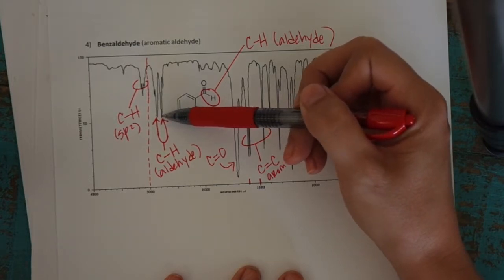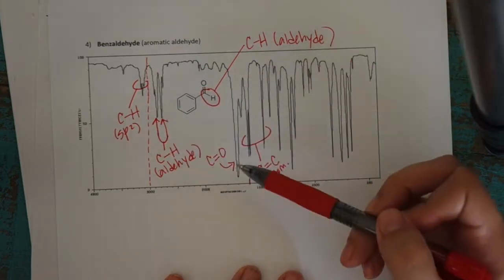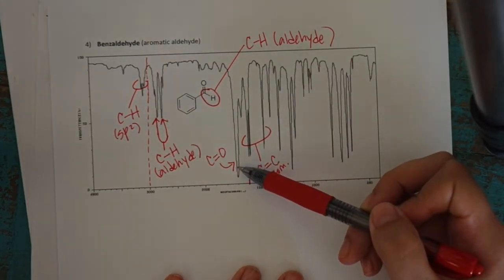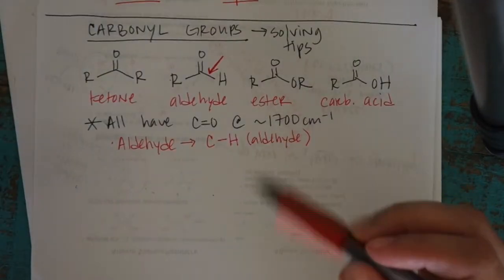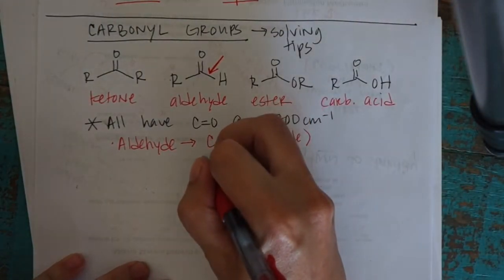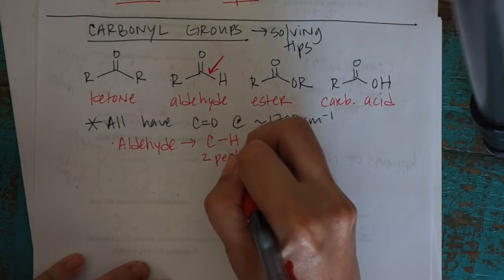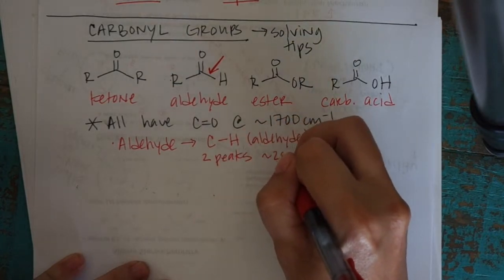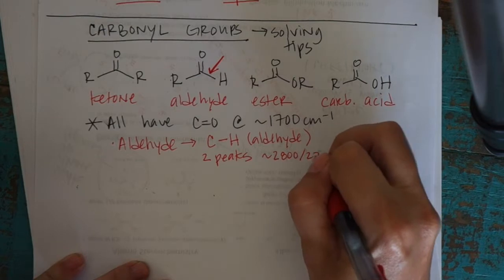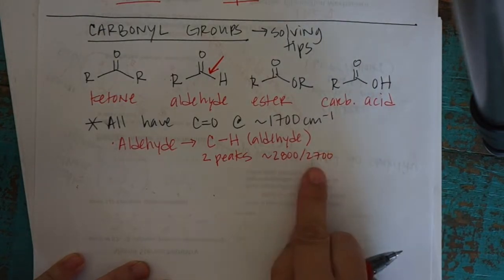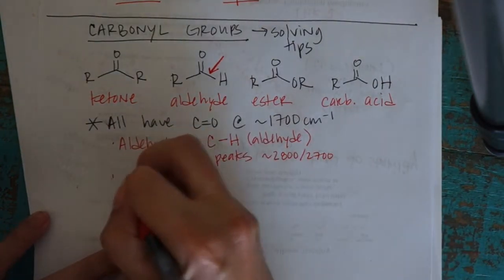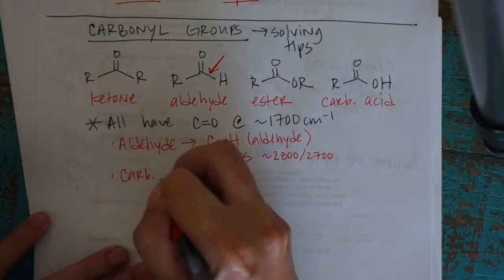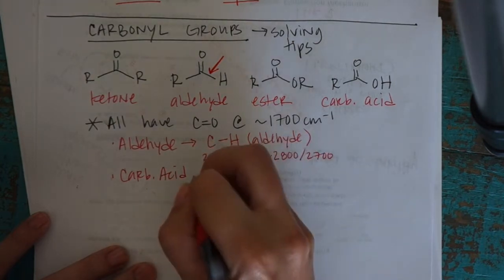So if you have this pair of peaks and you have the carbonyl bond, that's a signature aldehyde IR stretching pattern. Again, you'll have two peaks around 2800 and 2700, and these are just rough numbers. It's going to be very close to that, but they can move depending on what's in the rest of the molecule.